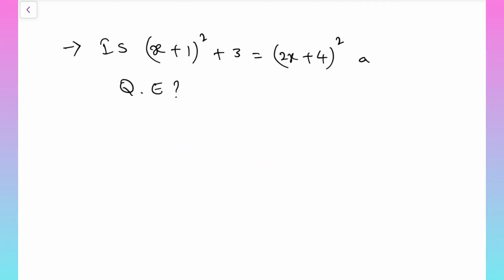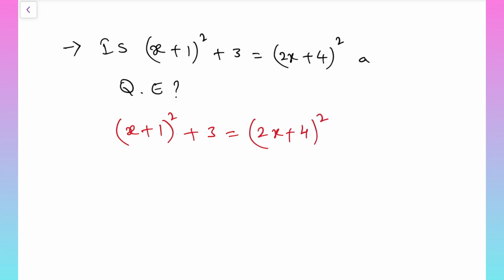Is x plus 1 whole square plus 3 equals 2x plus 4 whole square a quadratic equation? So first of all, what is a quadratic equation? For any equation, if the degree is 2, then that equation is considered a quadratic equation. So first let us simplify this equation. Then afterwards we will confirm what is the degree of that.